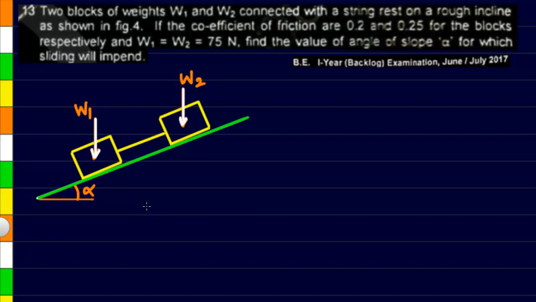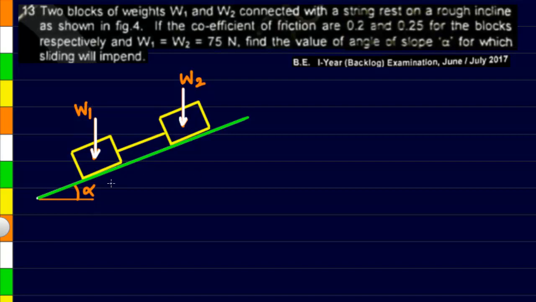Namaste everyone. In this video we are going to solve this problem that you can see here. It appeared in June-July 2017 for Osmania University students. We have two blocks W1 and W2, both of 75 newtons, connected by a string here, which are resting on an inclined plane like this. The inclination of this inclined plane with the horizontal is alpha. Our task is to find out this slope alpha, for which both the blocks will just start sliding.